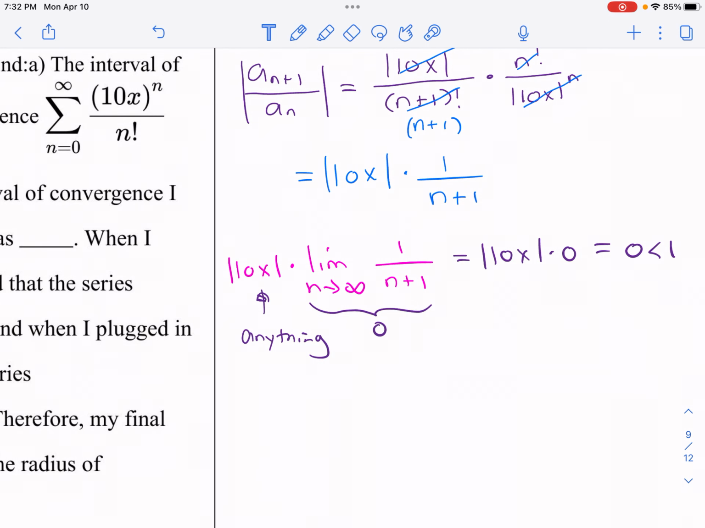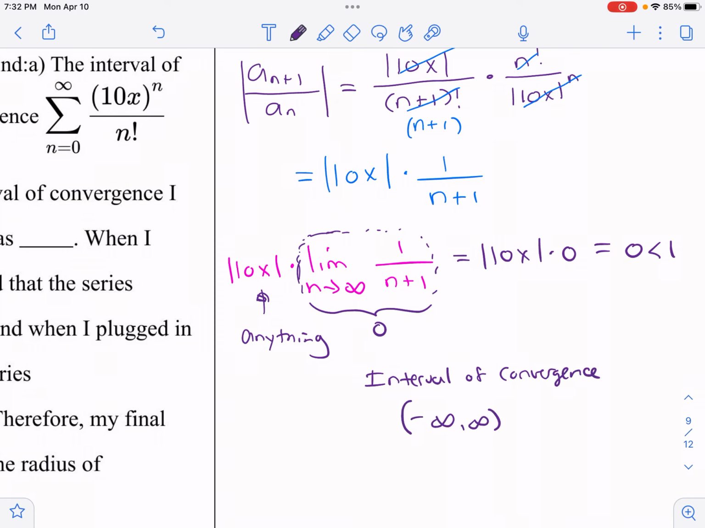Because that 0 is coming from this here, right? It has nothing to do with the x. So you can put anything you want in there for x. Any number, there's no stopping this from becoming 0, which is less than 1. So any number works. If anything works, that means the interval of convergence is all real numbers. So our interval of convergence is negative infinity to infinity.